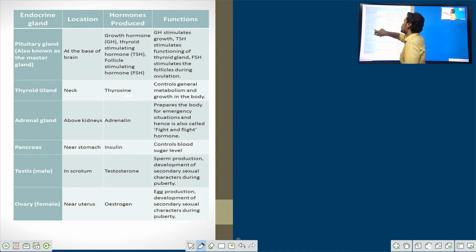Moving on to the second, thyroid gland. As I told you the pros and cons of the excessive production of thyroid stimulating hormone, let me not tell you that. Let me tell you the function of thyroxine. First of all, what is thyroxine? You should keep in mind this hormone plays a role in absorbing iodine, and this hormone is produced by a combination of two atoms or two molecules of iodine. So this thyroxine helps in the control of general metabolism and growth in the body.